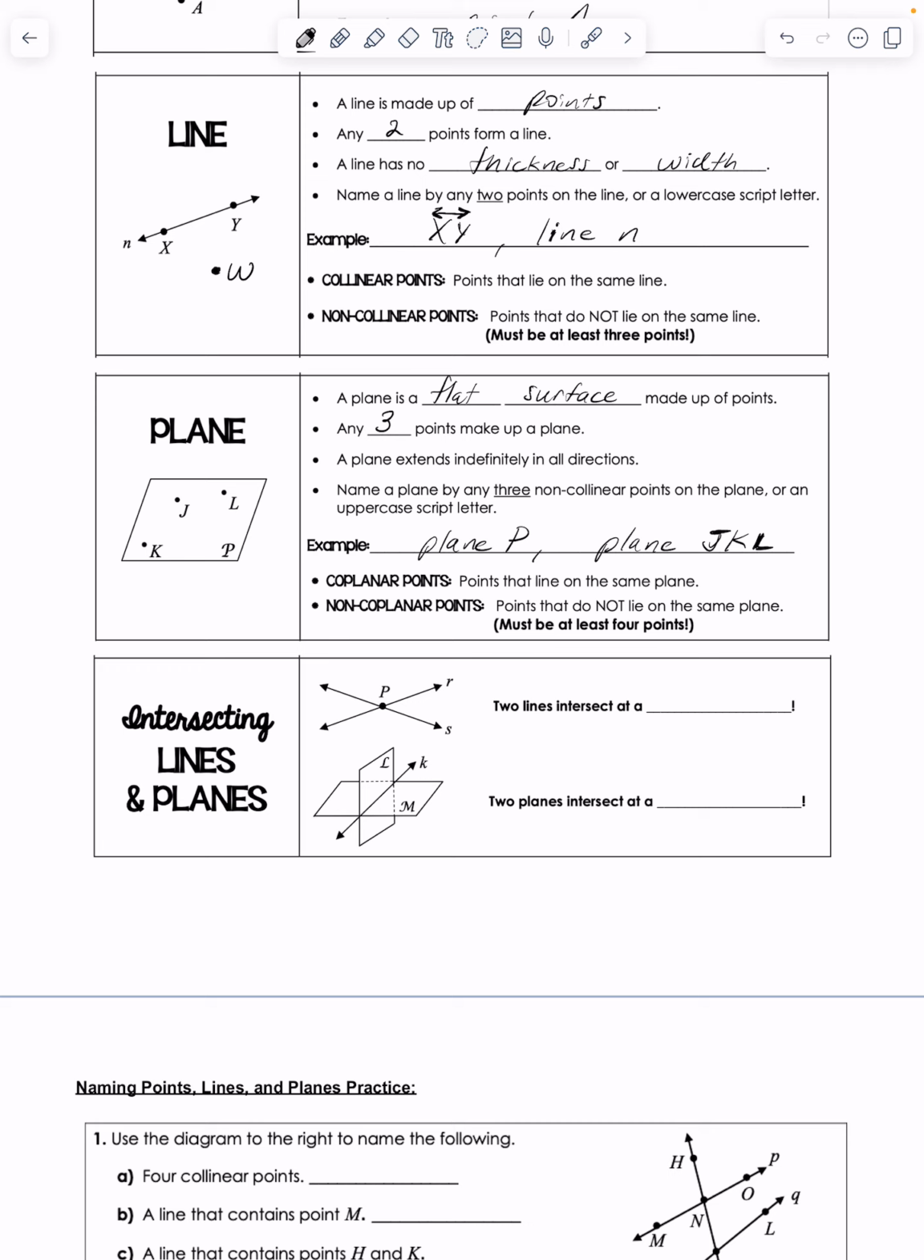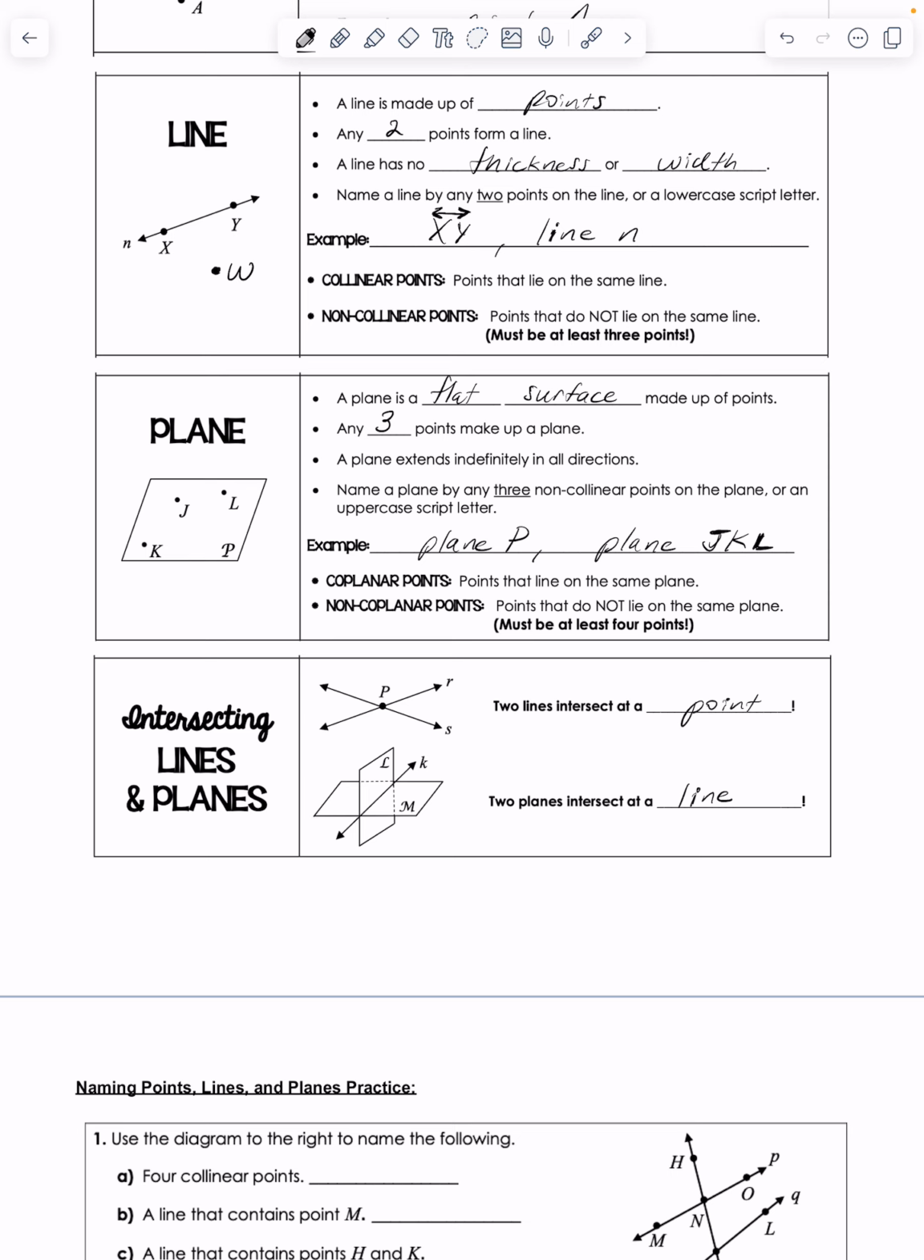Now, in terms of a couple other words you might hear us use in class, we have coplanar points, points that lie in the same plane, like J, L, and K. And then non-coplanar points, points that do not lie on the same plane. You must have at least 4 points, right? So if I put a different point out there, those 4 would be non-coplanar. For intersecting lines and planes, 2 lines intersect at a point, and 2 planes will intersect at a line.